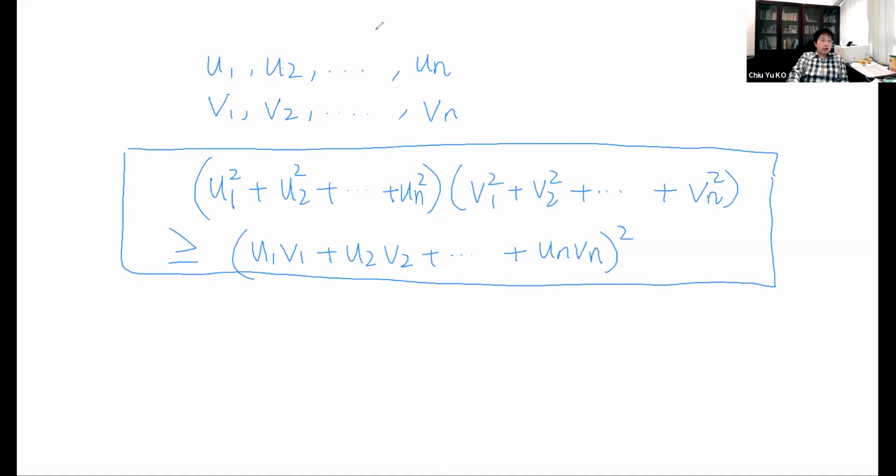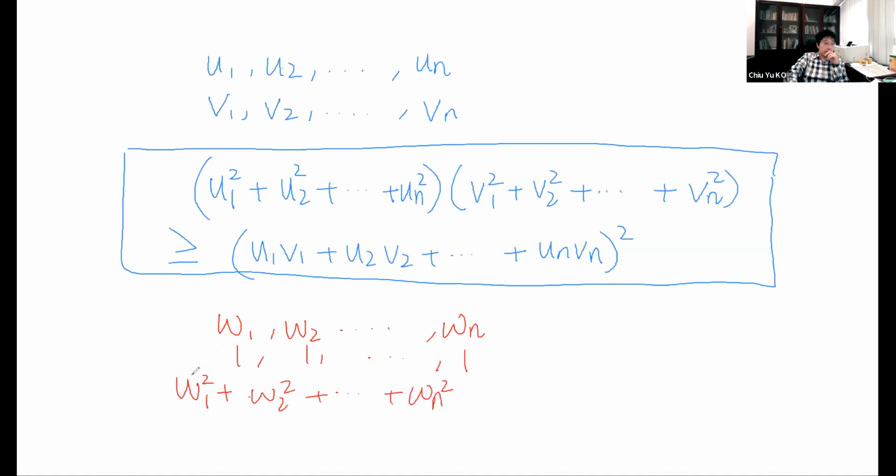Now how we use it is we will say u are omega w1, w2 up to wn, and v are constants 1, 1, 1, 1, because Cauchy-Schwarz inequality applies to any real number, and of course it also applies to complex numbers if I remember correctly. But anyway, it applies to constants too. In this case, the left-hand side will be omega 1 square, omega 2 square, up to omega n square, times 1 square, 1 square, 1 square.